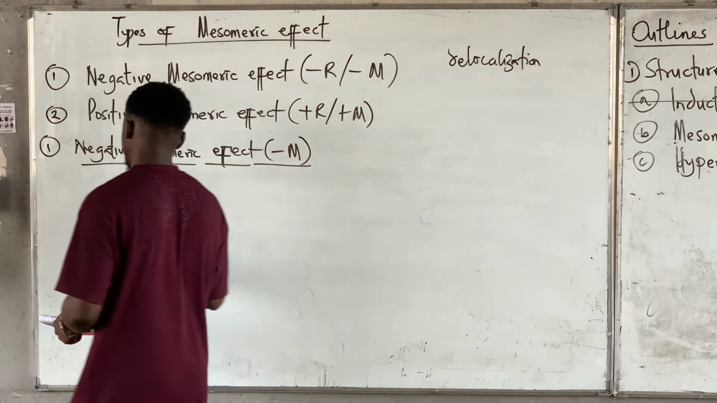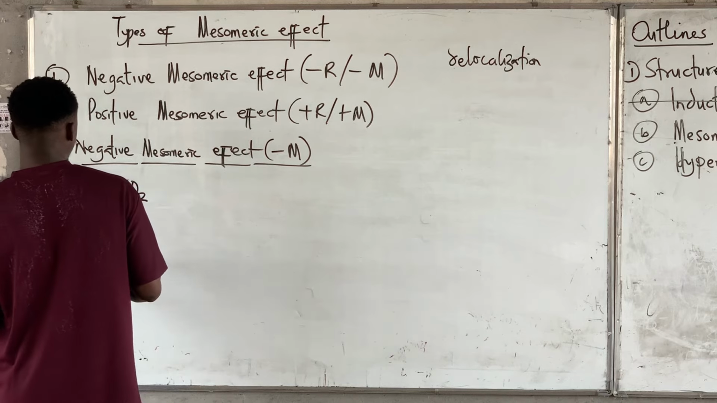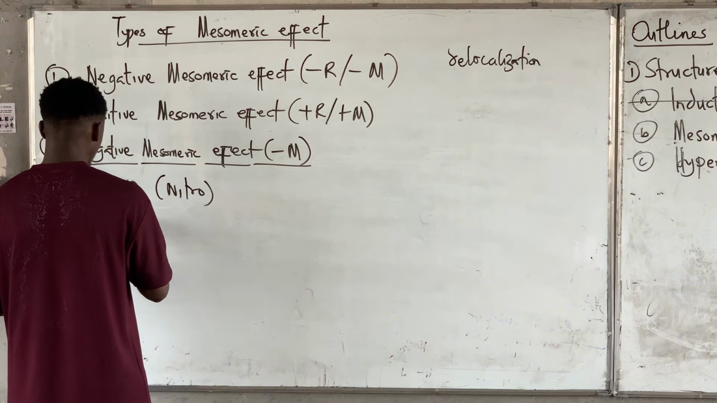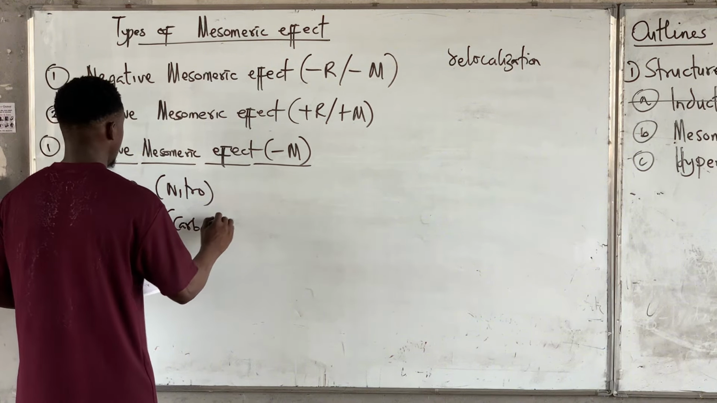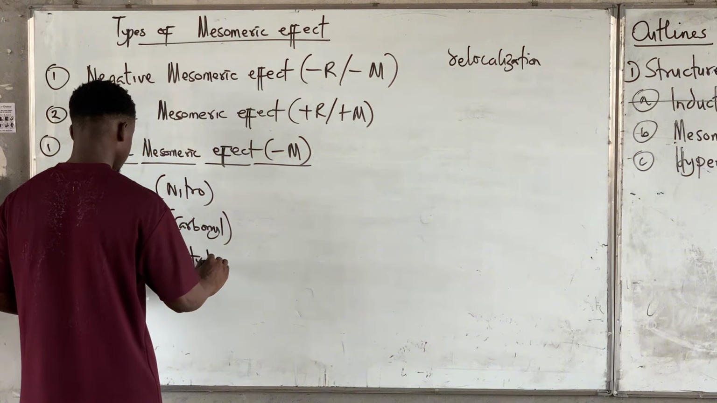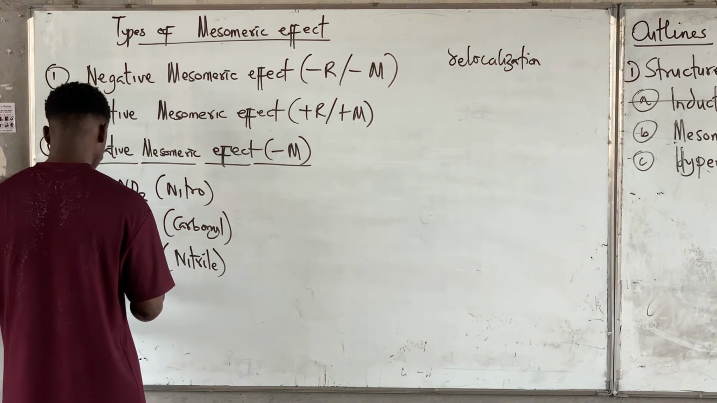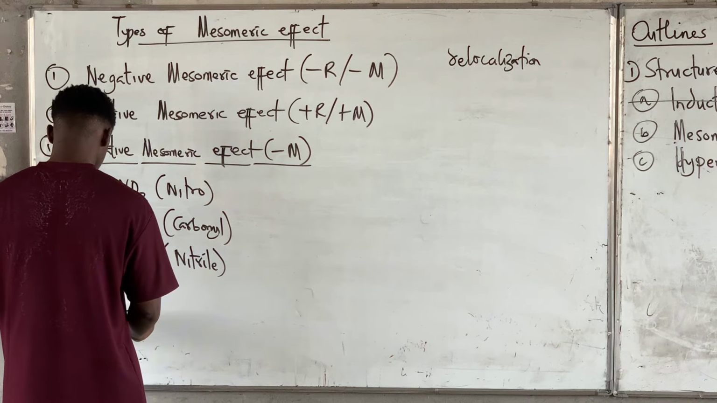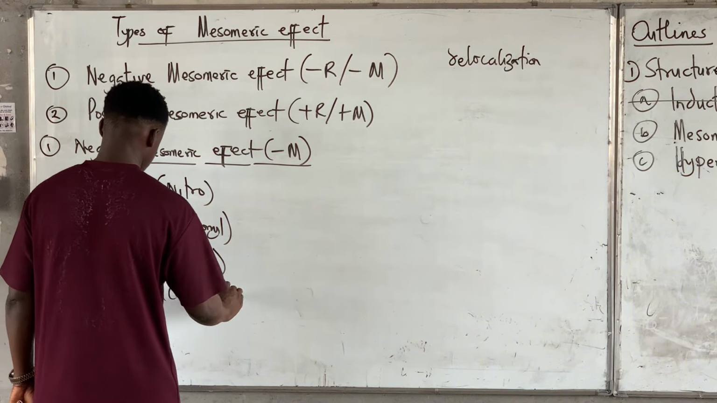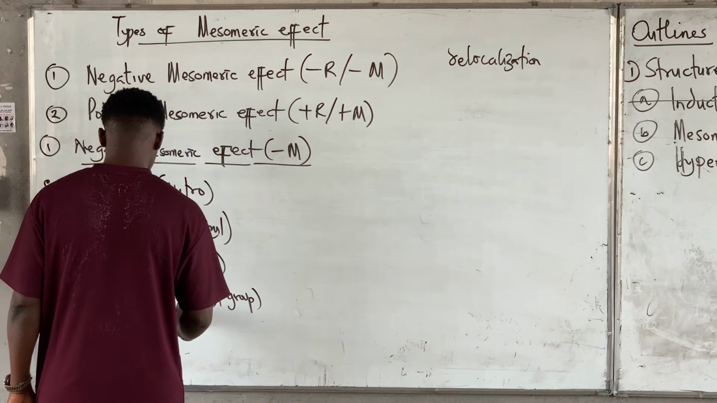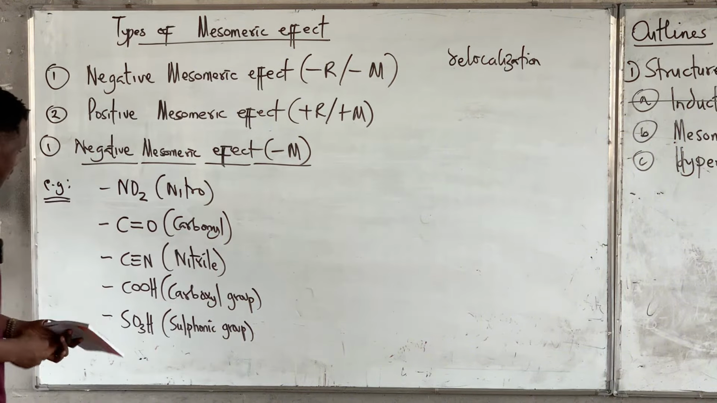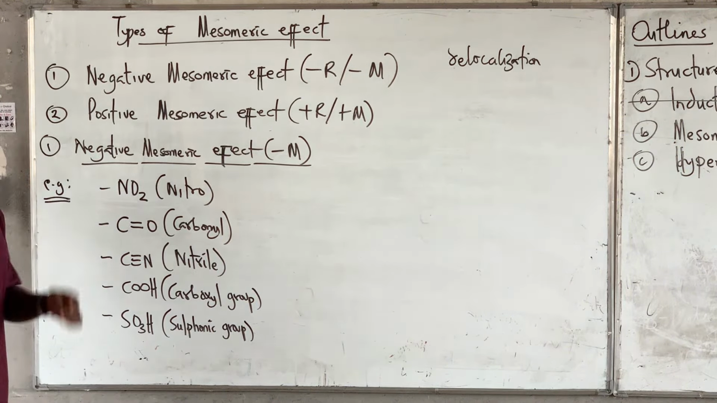So examples of such substituents, so that you take note of them: NO2, this is nitro. We have CO, which is carbonyl. We have CN, which is nitrile. We have this. Now, these are all substituents that anytime they are attached to a carbon, they exhibit minus M.